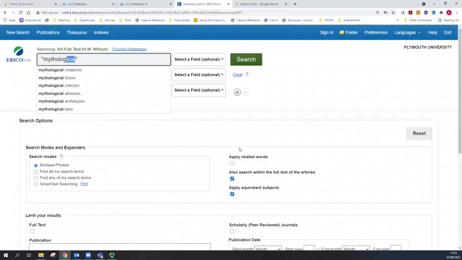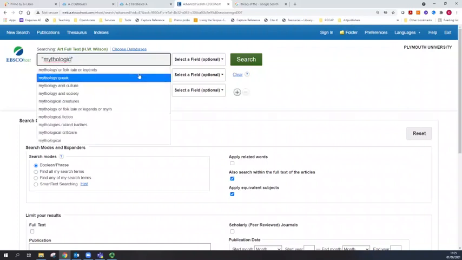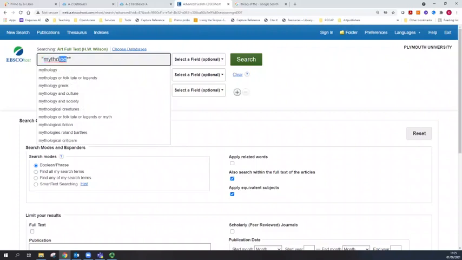If I take off the end of this word and put an asterisk there, this will look for any word that begins mythologic with any ending. So this would bring us mythological, mythologically, and we could also, in this particular instance, it might be a good idea to take it down to myth.